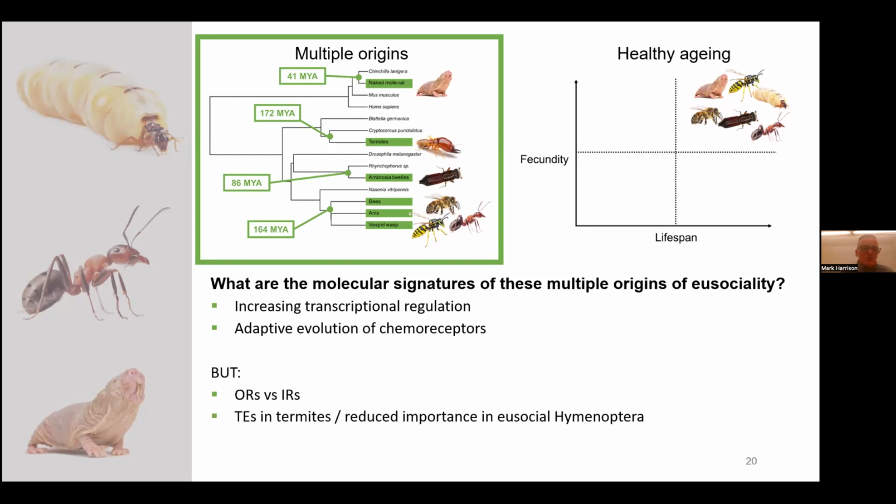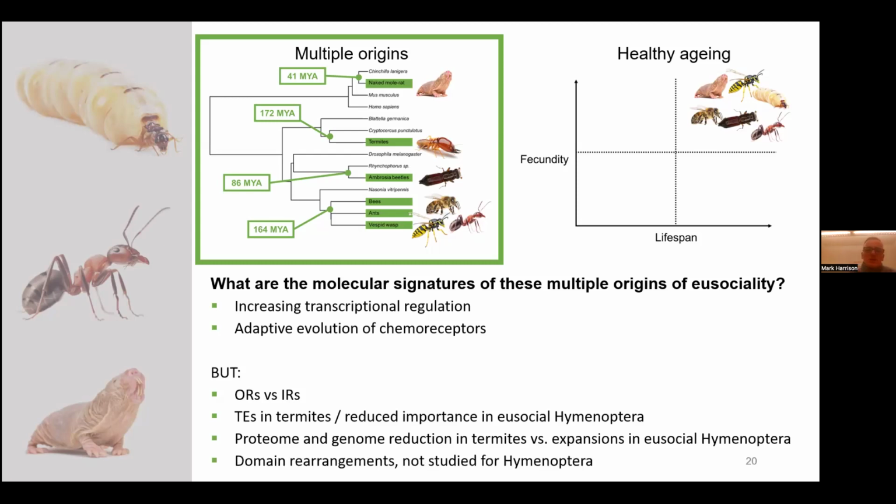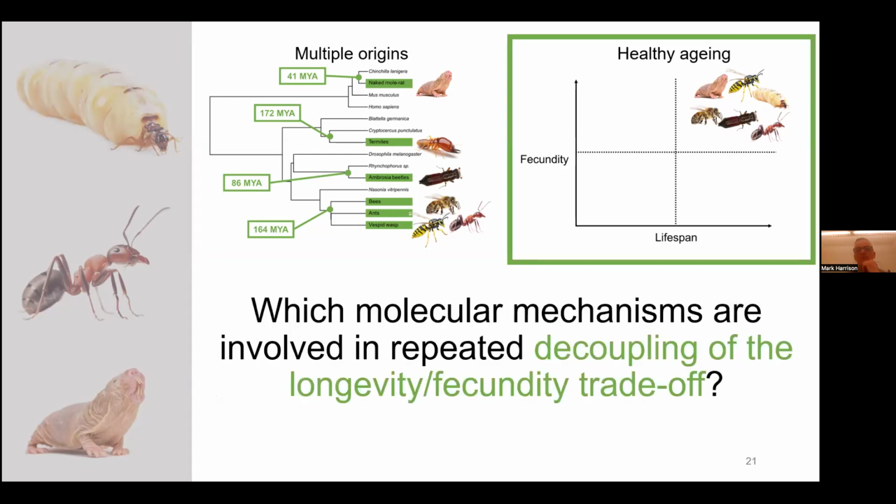TEs seem to be important for the evolution of novelty in termites, whereas they appear to have a reduced importance in eusocial Hymenoptera. We have a proteome and genome reduction in termites versus expansions in eusocial Hymenoptera. Domain rearrangements are probably important in termites, for these, as far as I know, have not been studied yet in Hymenoptera. Yeah, and to continue on trying to address this question, we just need more genomic data, and that's something we're working on at the moment.